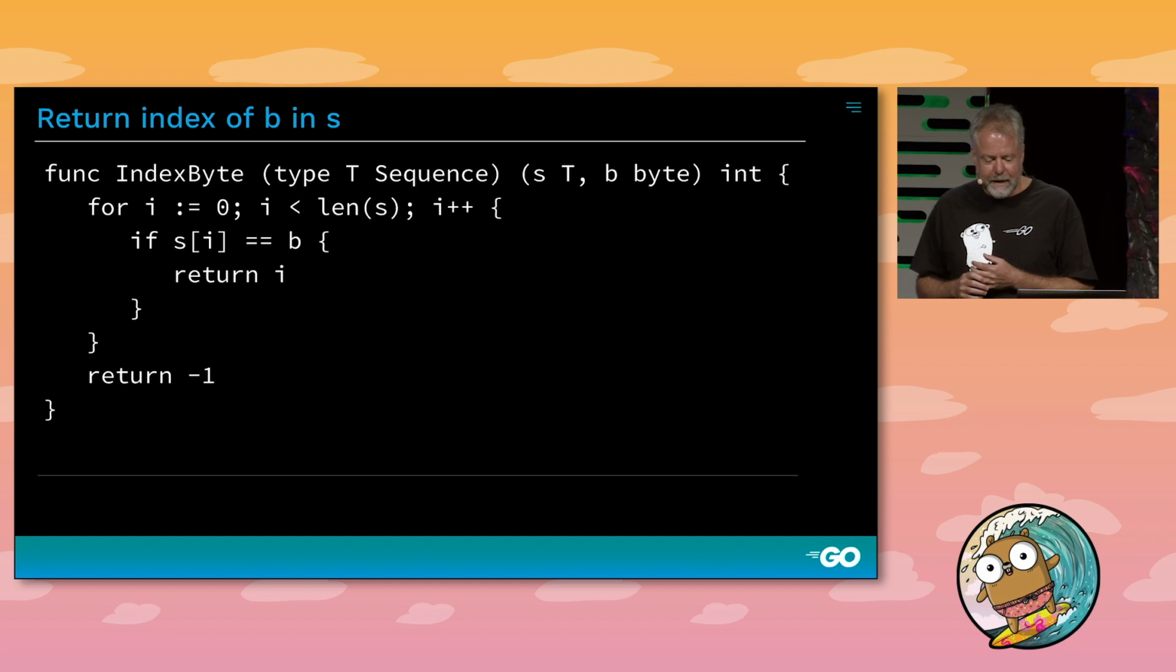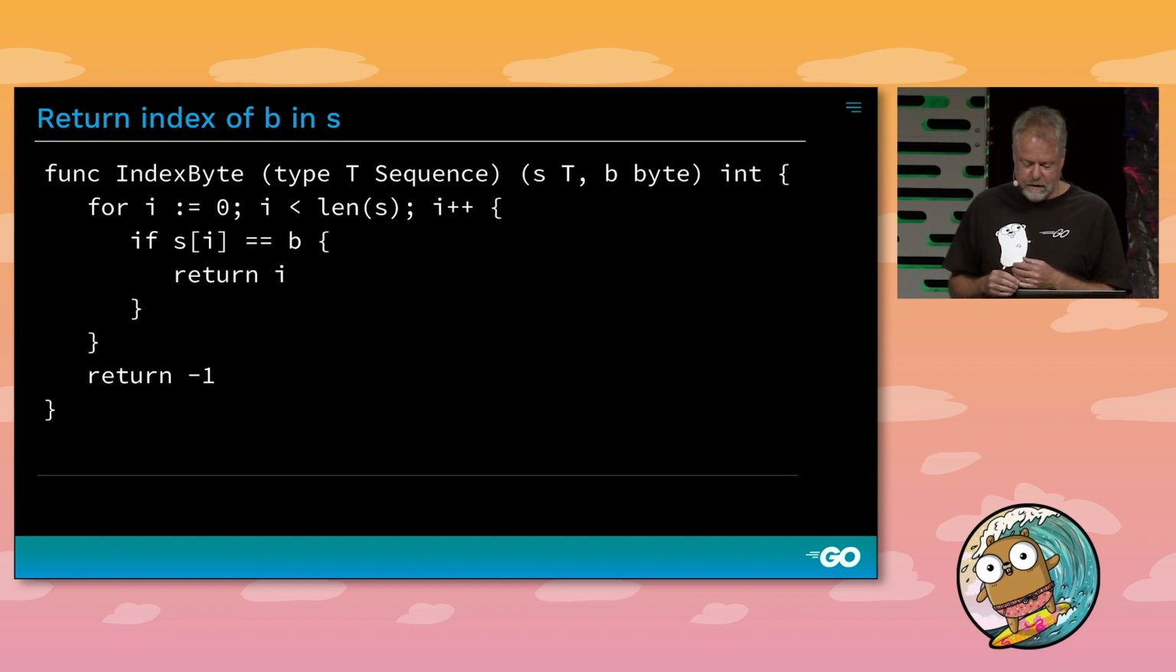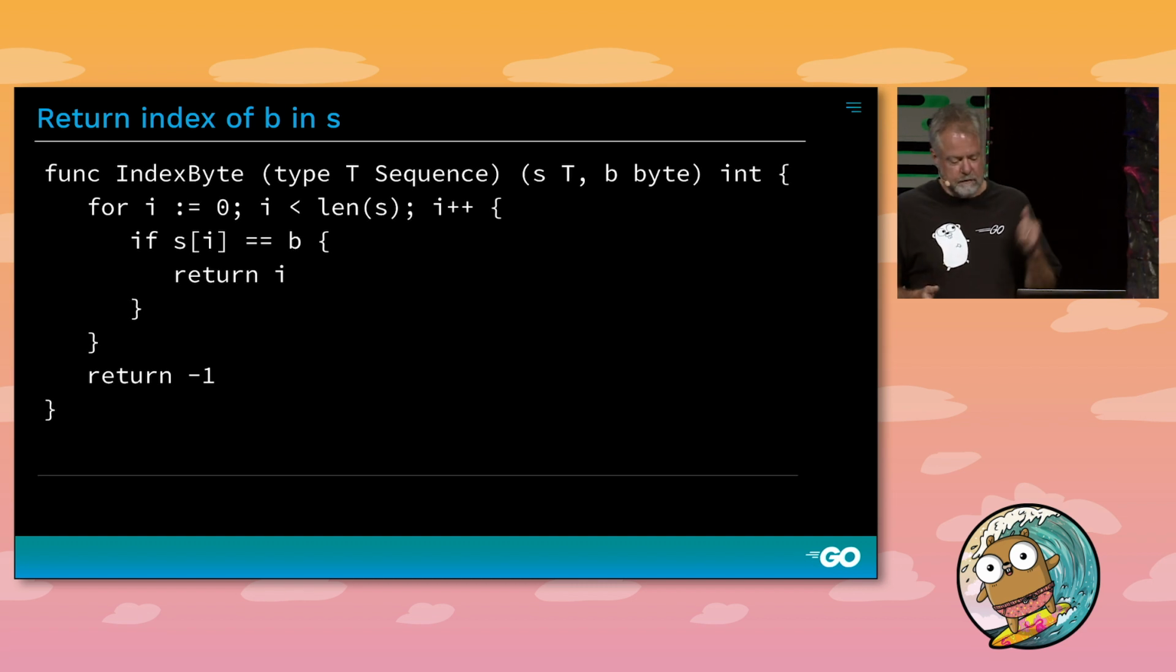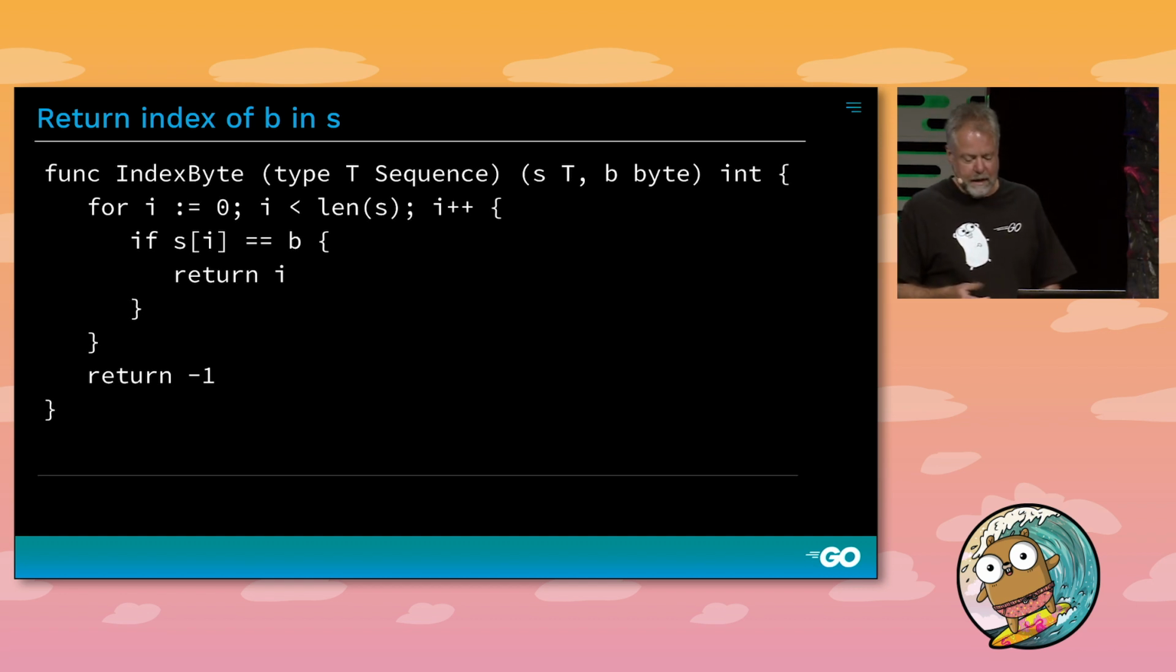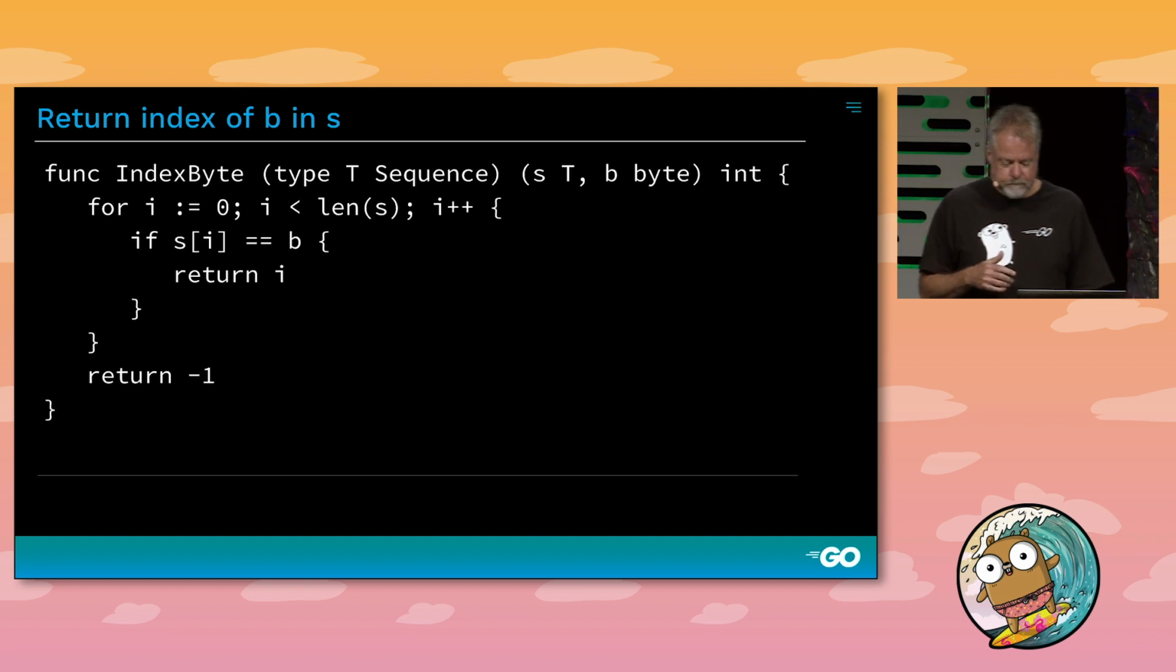Currently, both the bytes package and the strings package in the standard library have an IndexByte function. This function returns the index of b in the sequence s, which in this example can be either a string or a []byte. We could use this simple generic function to replace the two functions in the bytes and strings package. In practice, we may not bother doing that, but it's a useful, simple example.